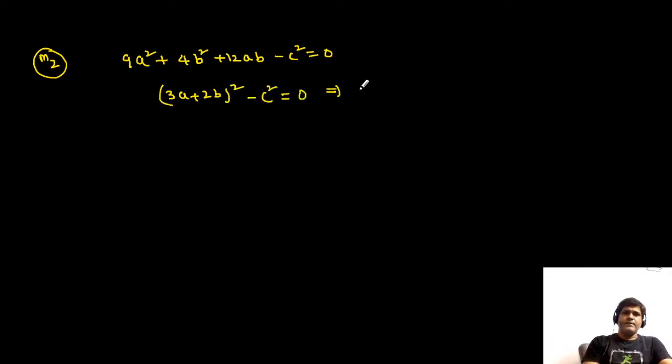So this implies c² is equal to (3a + 2b)². Therefore, what is c? c is equal to plus or minus (3a + 2b).